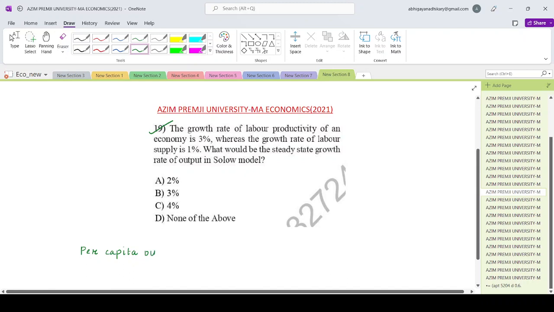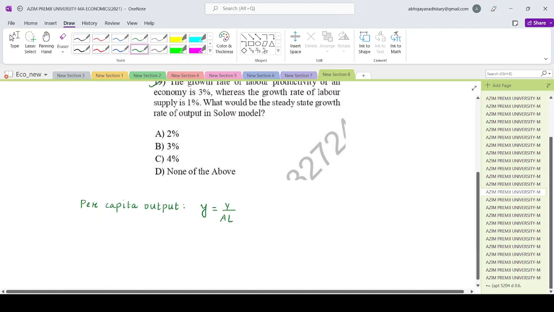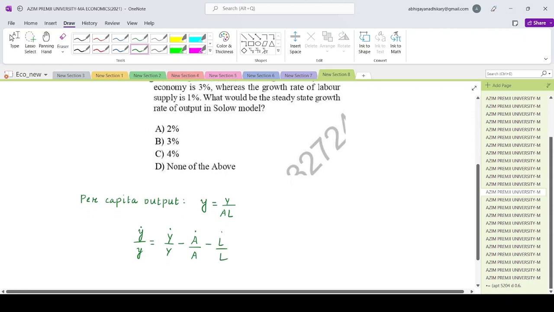Per capita output in this case is defined as small y equals capital Y by A times L, where capital Y is the aggregate output, A is the technology level, and L is the labor supply. If we take logs and do time derivatives, small y dot by y equals capital Y dot by Y minus A dot by A minus L dot by L.